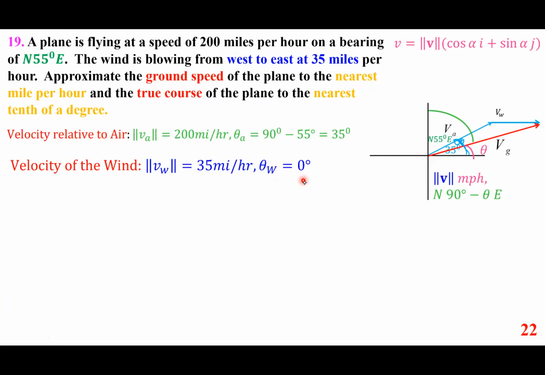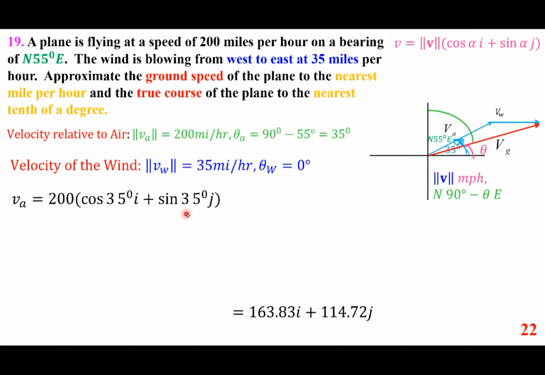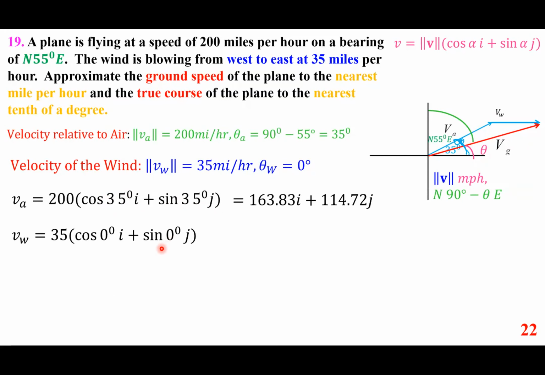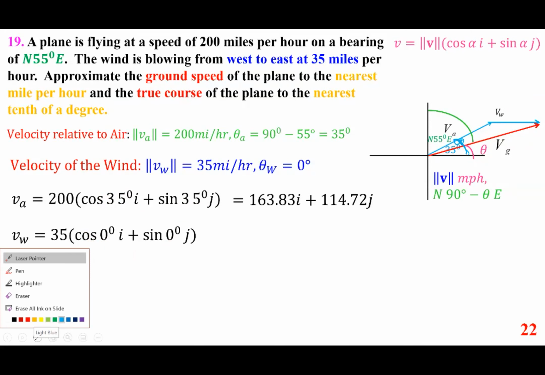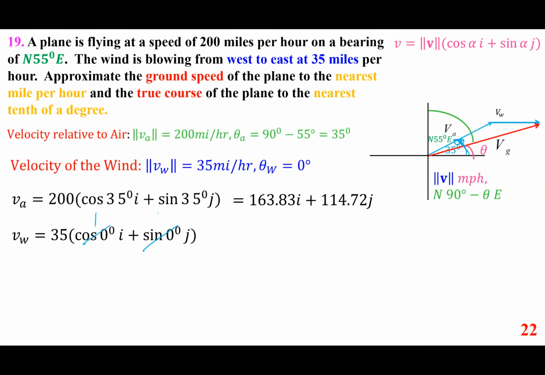So let's go with the components. Let's write this for each one. For the first one, 200 cosine of 35 degrees i plus sine of 35 degrees j. We need to use a calculator to find the cosine of 35 and sine of 35. This is what we get. We do the same thing for the wind, at 0 degrees. Cosine, as you know, is 1. Sine is 0. Therefore, it's only 35i.